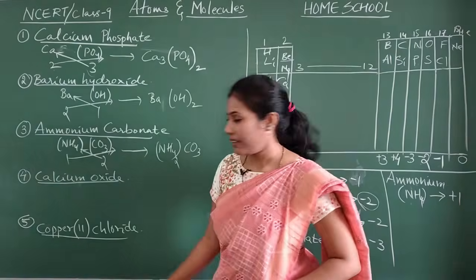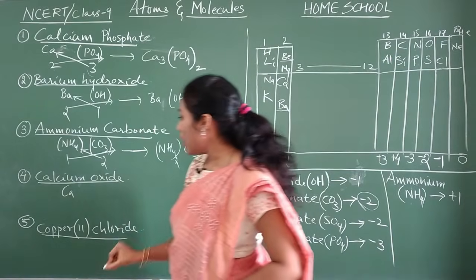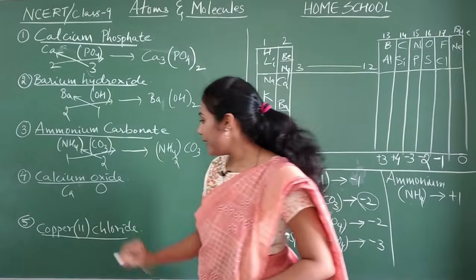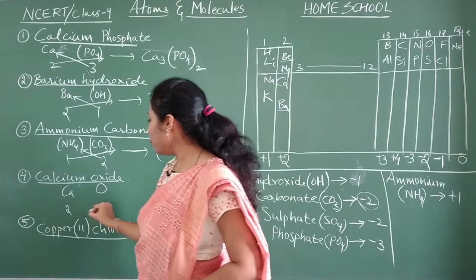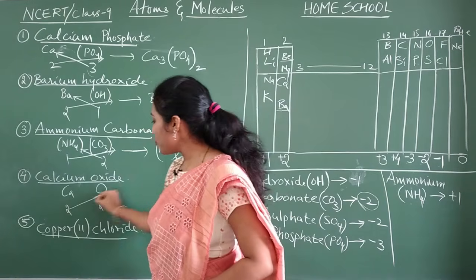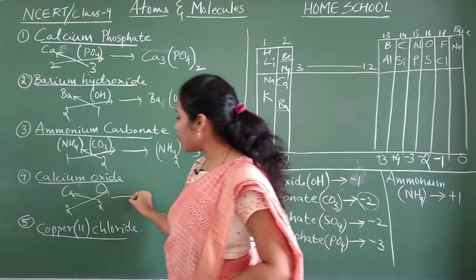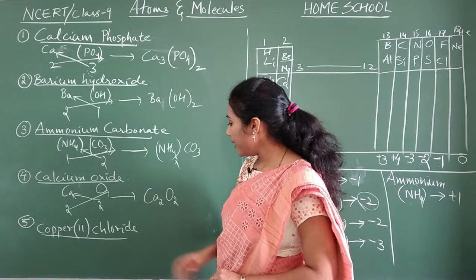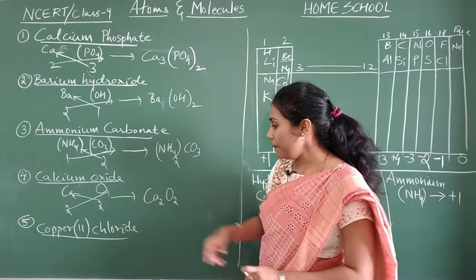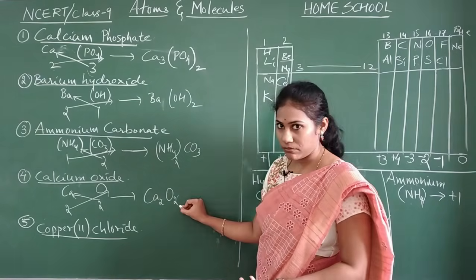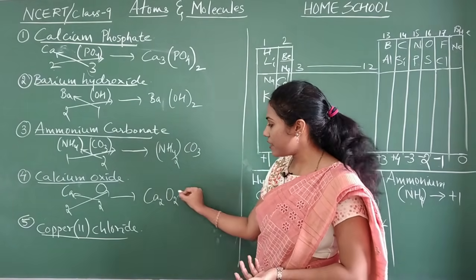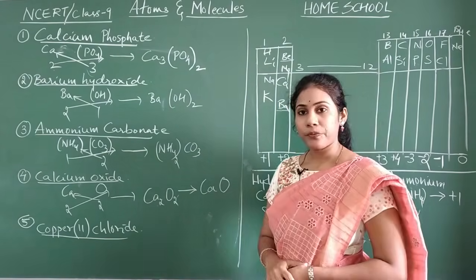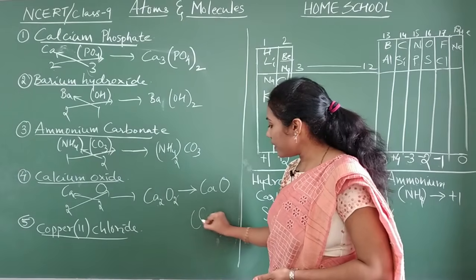Calcium oxide. Calcium symbol is Ca. Oxide means what, guys? Oxygen. Calcium valency 2, oxygen valency 2. This 2 goes here, this 2 goes here. So what is this formula? Ca2O2. When the digits are the same, the 2's will get cancelled, yes or no? So you can just write it as CaO.